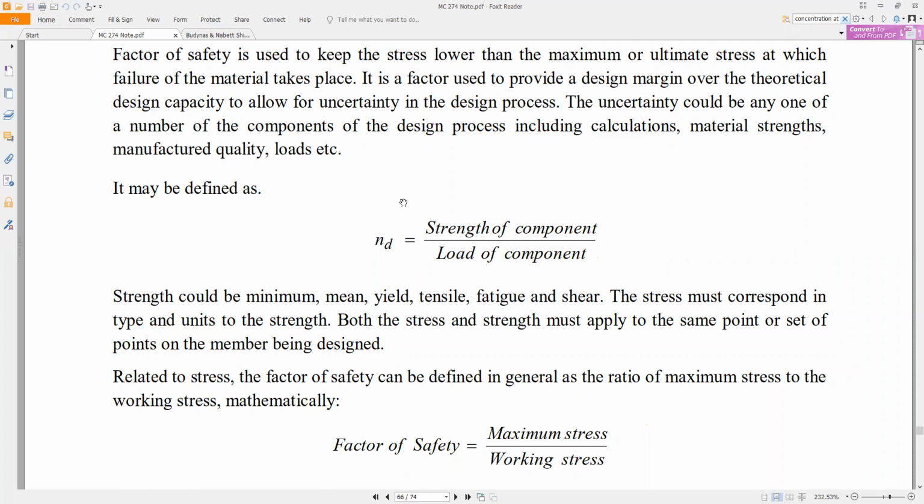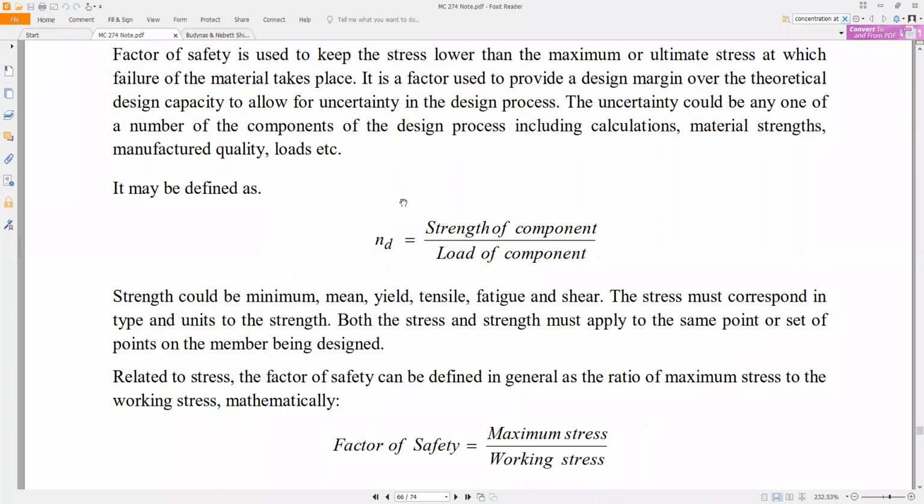Related to the stress, the factor of safety can be defined in general as the ratio of maximum stress in the member to the working stress in the member. Mathematically, we can say that the factor of safety is the maximum stress in the member divided by the working stress.